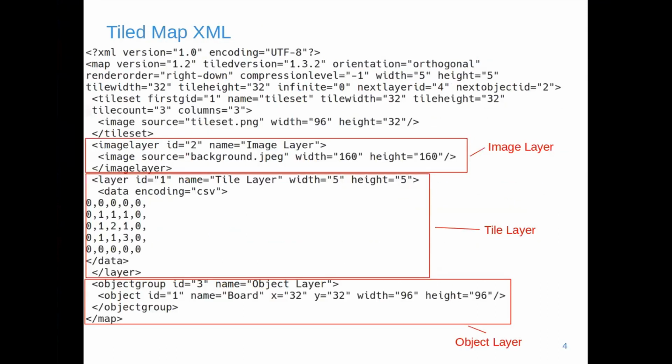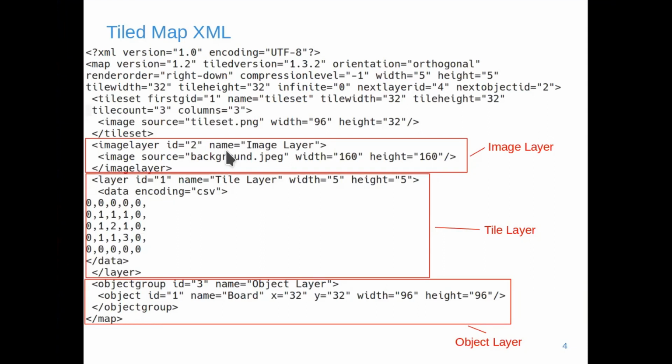And this is what a Tiled map XML looks like. So it's basically an XML file that begins with a section that describes map properties, such as whether it's orthogonal, hexagonal, and so on. Next, we have a description of the tile set. That's typically an image, tileset.png. And after this, we have a description of individual map layers. And there are three kinds of layers.